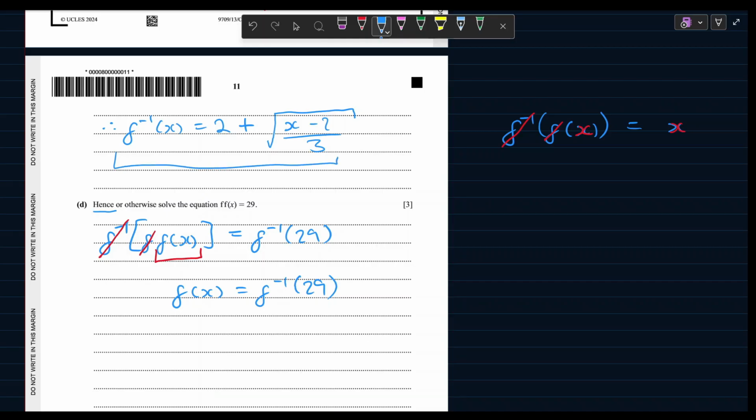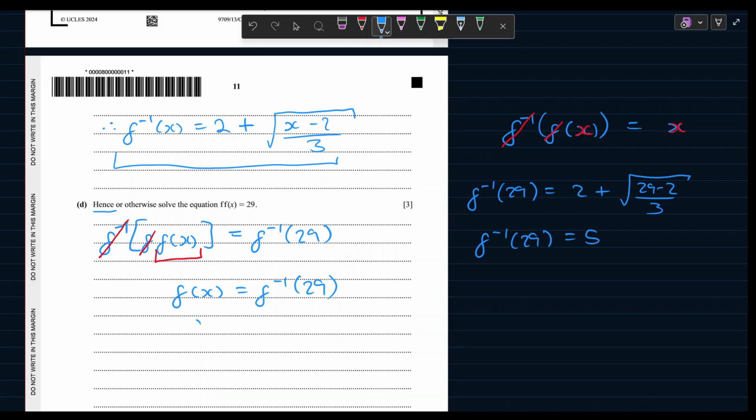So f inverse of 29 is going to be equal to 2 plus the square root of (29 minus 2) over 3. So let's punch that into the calculator. That's 2 plus the square root of (29 minus 2) over 3, and that is a 5. So f inverse of 29 is equal to 5.